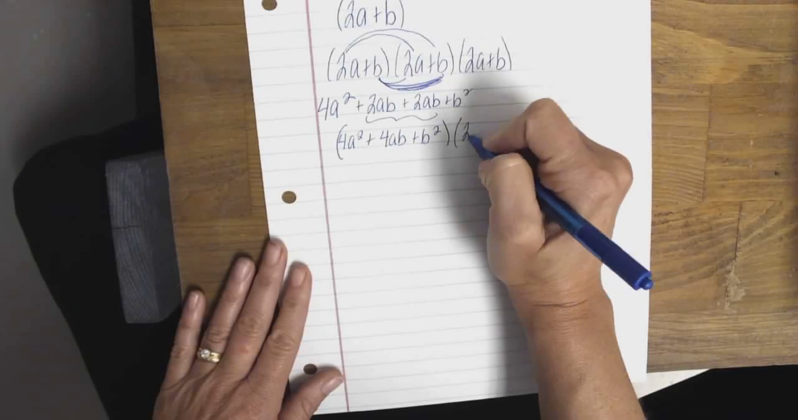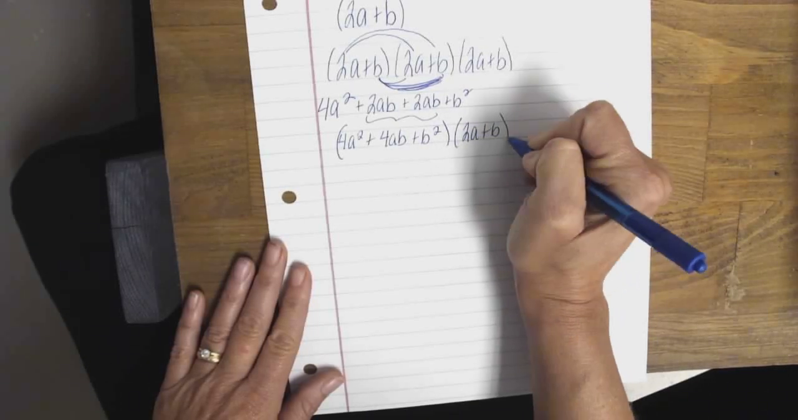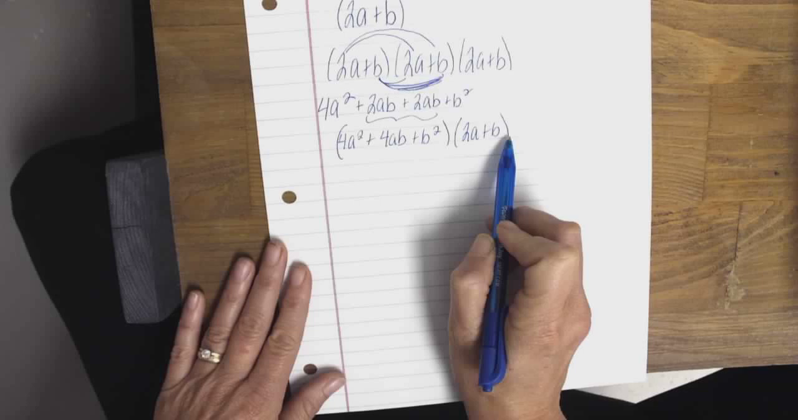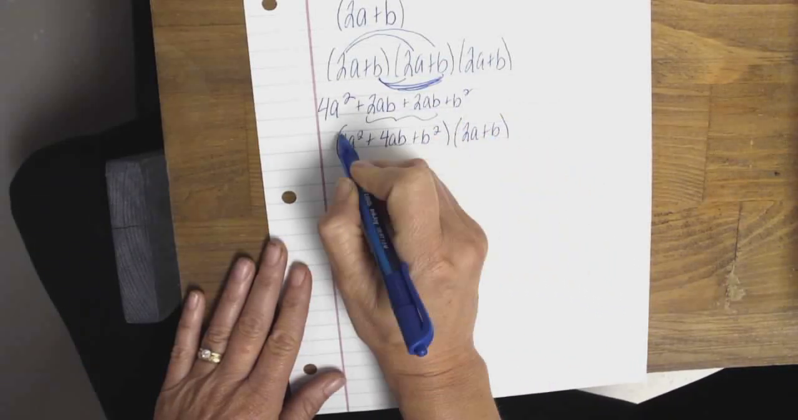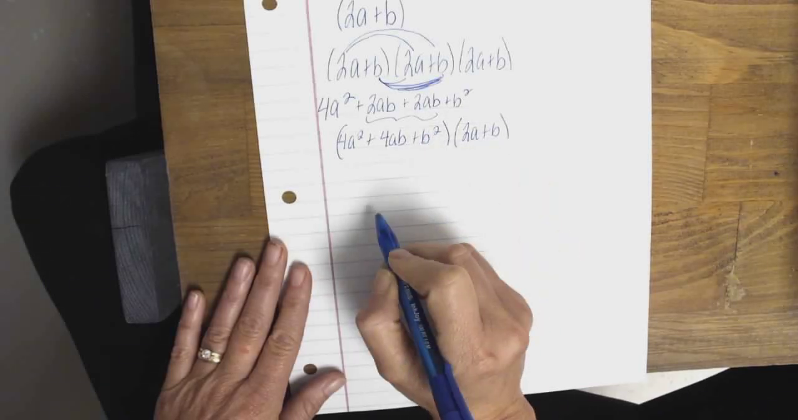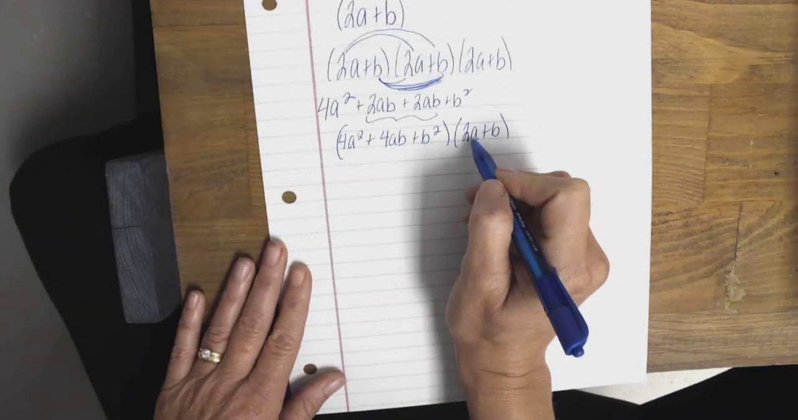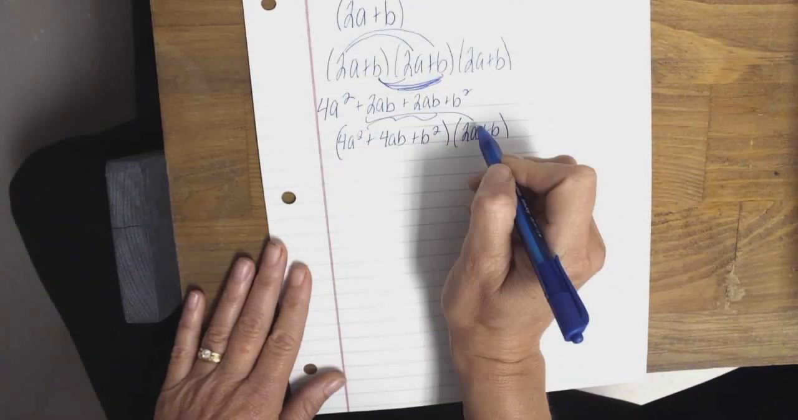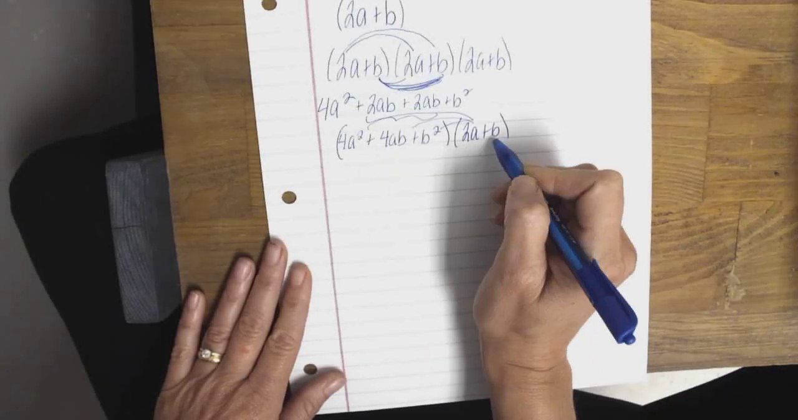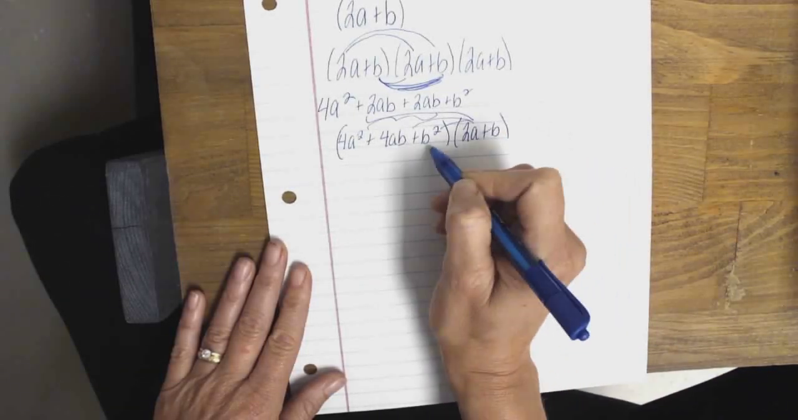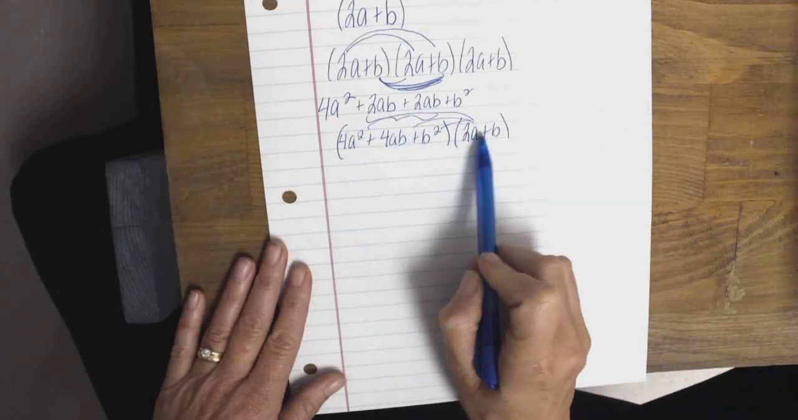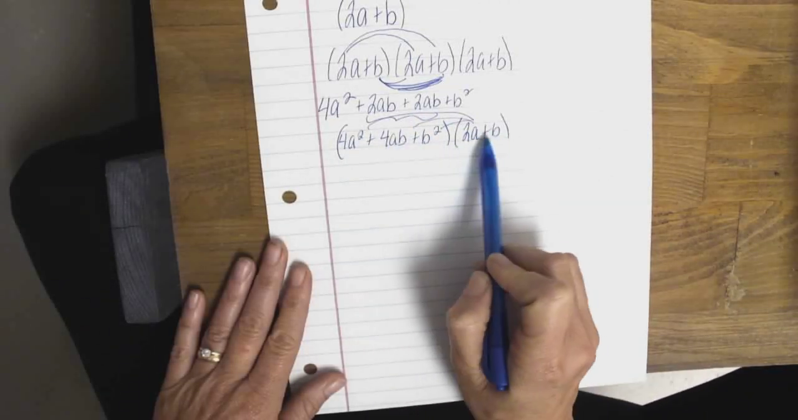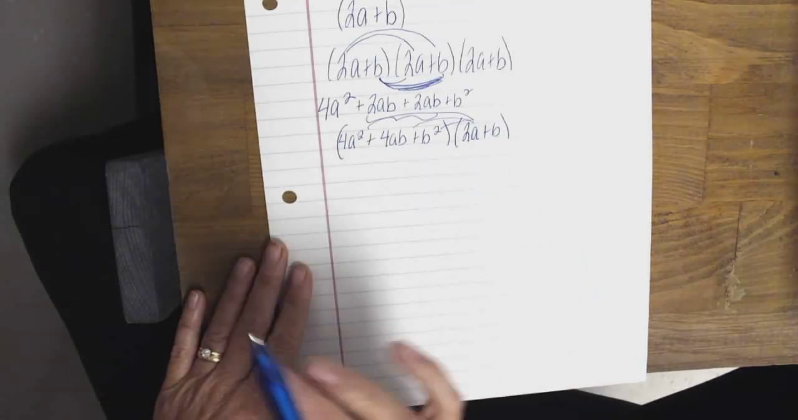Now I'm ready to multiply by the third one. Now when there are 2 things being multiplied by 3 things, I generally take each one of these times each term in the trinomial. So in this binomial, I'll take the 2a times all 3, and then I'll take the b times all 3. You do not have to do that. You could take the 4a squared times both of them, and then the 4ab times both of them, and then the b squared times both of them.